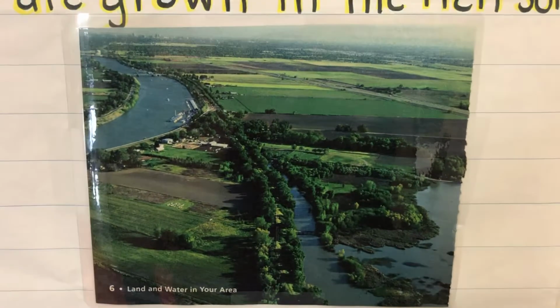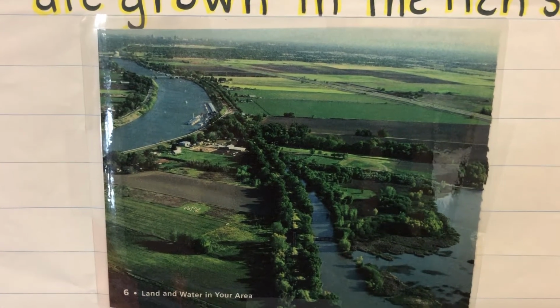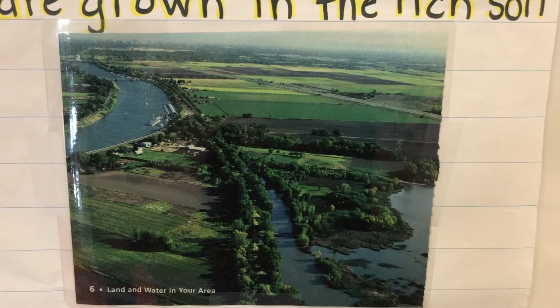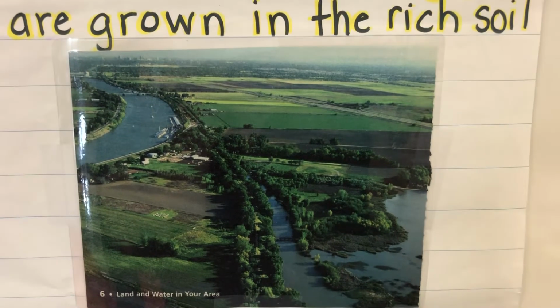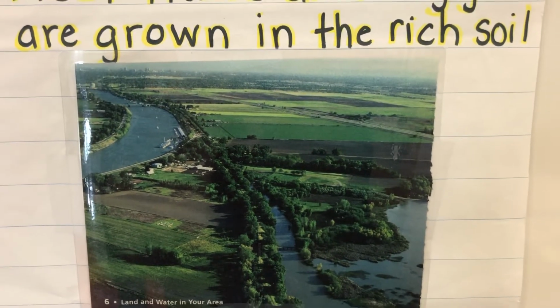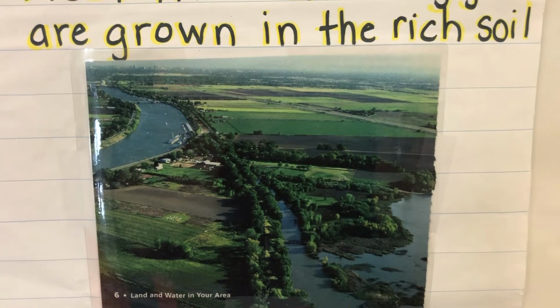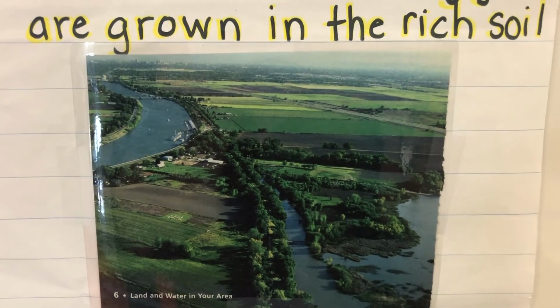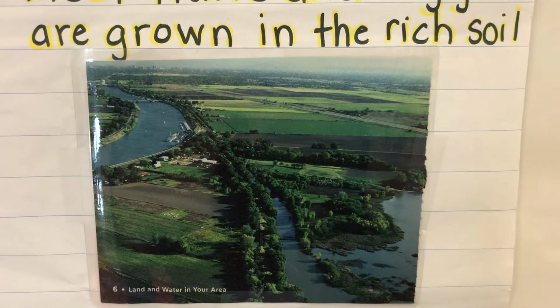So here's an image of the valley. You can see the rivers running right through, and all that green agricultural land runs right along those rivers. Since we know plants need water and sun to grow, the valley is a perfect place to grow all of our fruits and vegetables that we need in California.